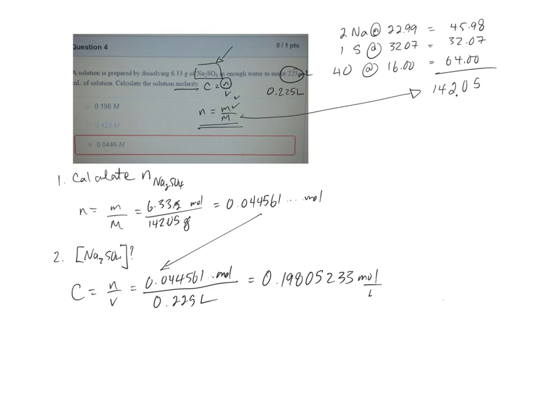I should round to sig figs. I have 3 sig figs there, 3 there, and 5 there. So I've got to go to 3. So I'd call it 0.198 moles per liter, or molarity, or molar. Now, I think this is a good question, and this is the concentration of sodium sulfate.